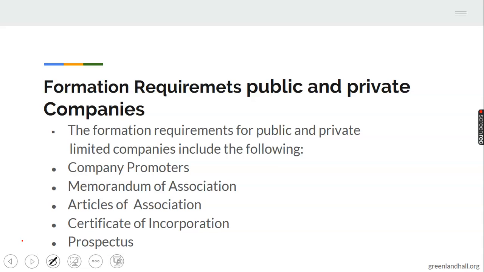What are the formation requirements for public and private limited liability companies? The formation requirements for public and private limited liability companies include the following. 1. Company promoters. 2. Memorandum of association. 3. Articles of association. 4. Certificate of incorporation. And 5. Prospectus.